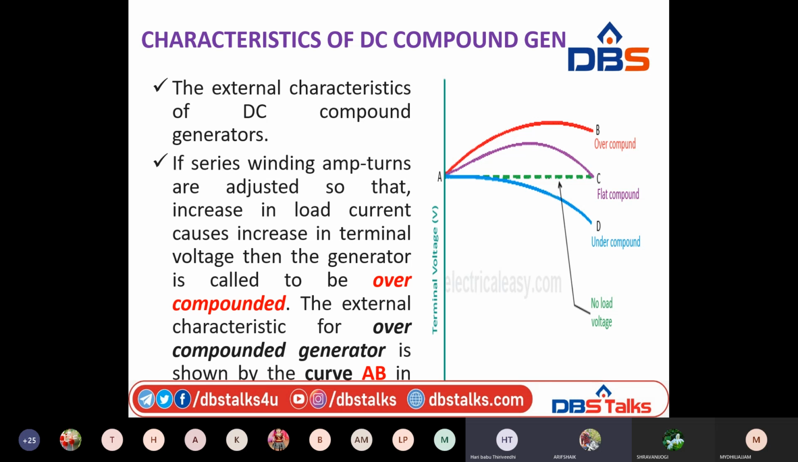Suppose it is a cumulative compound, what about the flux? Phi total is equal to phi sh plus phi sc.